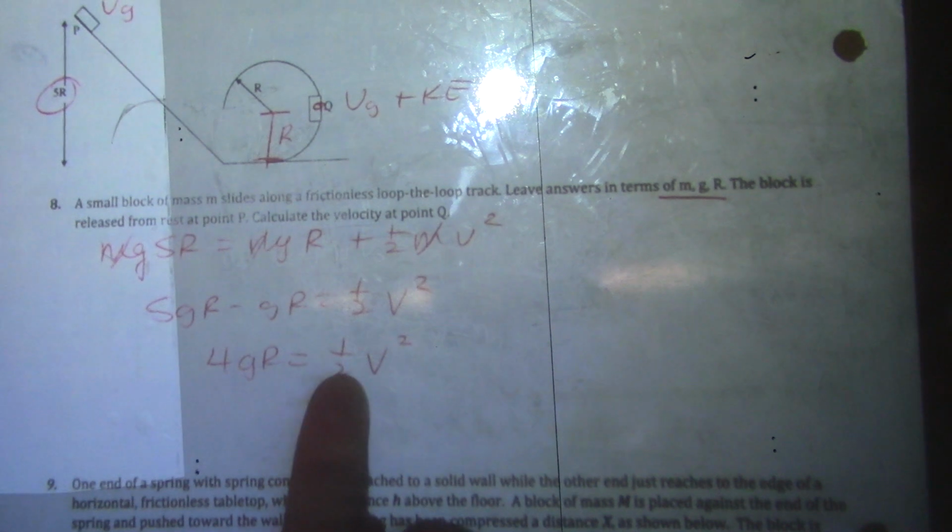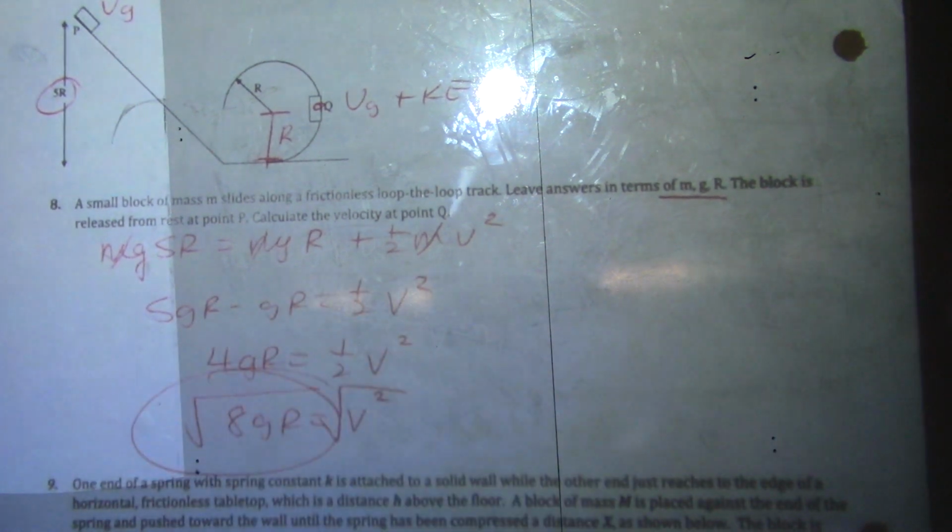plus 1/2 mv squared. M's cancel out, subtract the gr over, so I've got 5gr minus gr, which is just 4gr equals the 1/2 v squared. To get rid of the half, we multiply by 2, so that's 8gr equals v squared, so now we just take the square root. So v is the square root of 8gr.